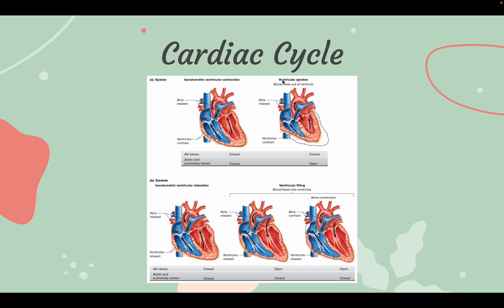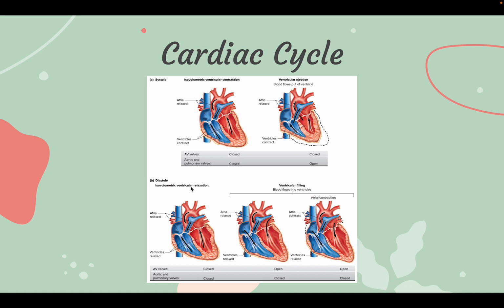And then we have ventricular ejection, where our valves to the pulmonary artery and to the aorta are open, and thus the ventricle is able to contract and actually get smaller and squeeze the blood into those vessels. And that completes systole. And then we have diastole.